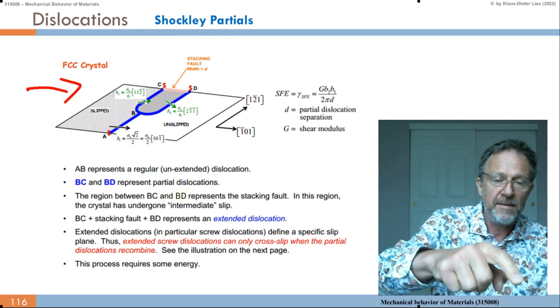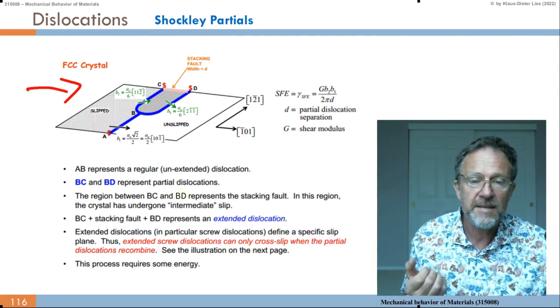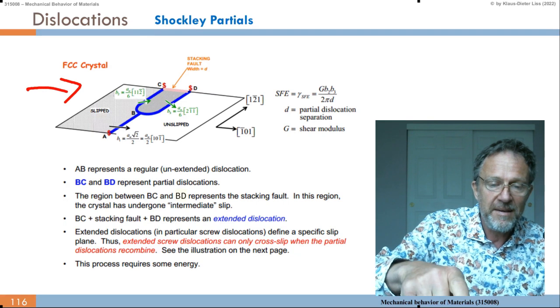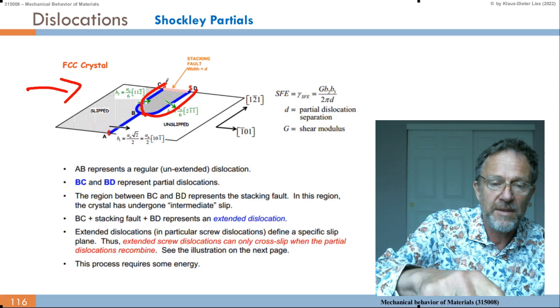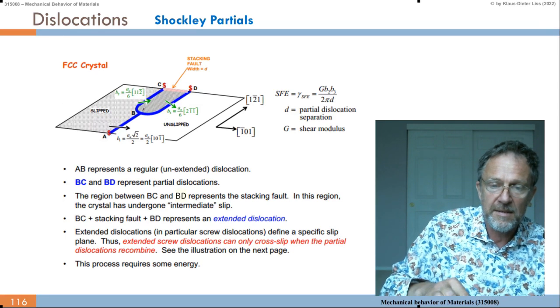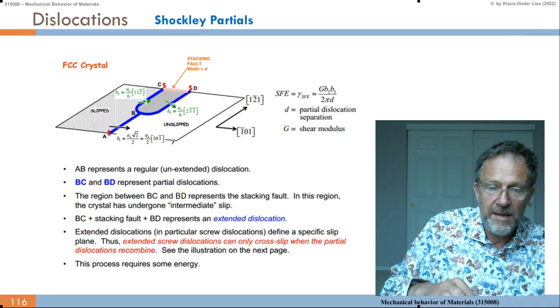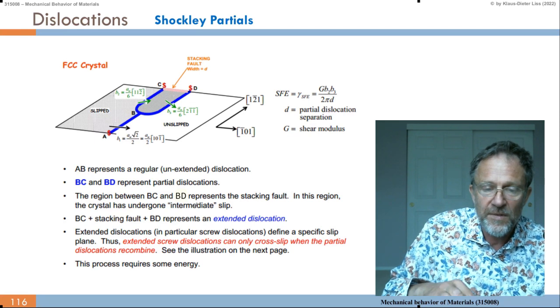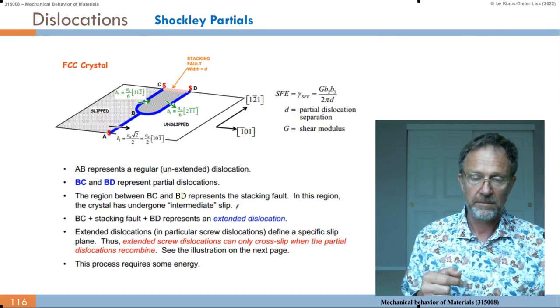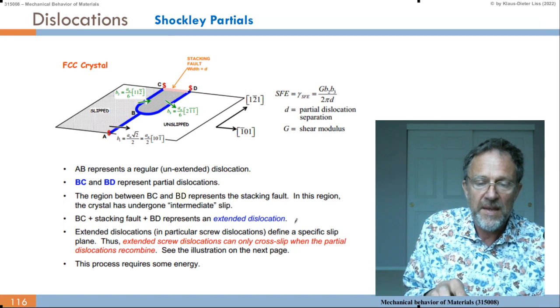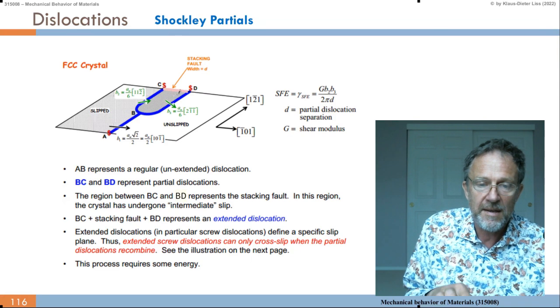So in this figure again, we have AB representing a regular unextended dislocation, as we have treated them before, but then these regions BC and BD represent partial dislocations, so there and there. This regular unextended dislocation can also spread into these two partials. The region between BC and BD, this darker gray shaded area, represents the stacking fault. In this region, the crystal has undergone intermediate slip, we say. Not full slip, but intermediate slip. BC, the stacking fault and BD represent the extended dislocation. So this is the extended dislocation here: the stacking fault together with these two dislocation lines.